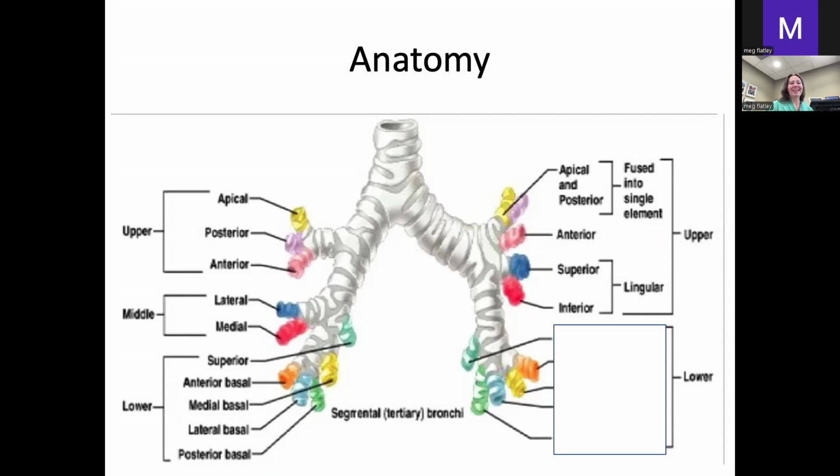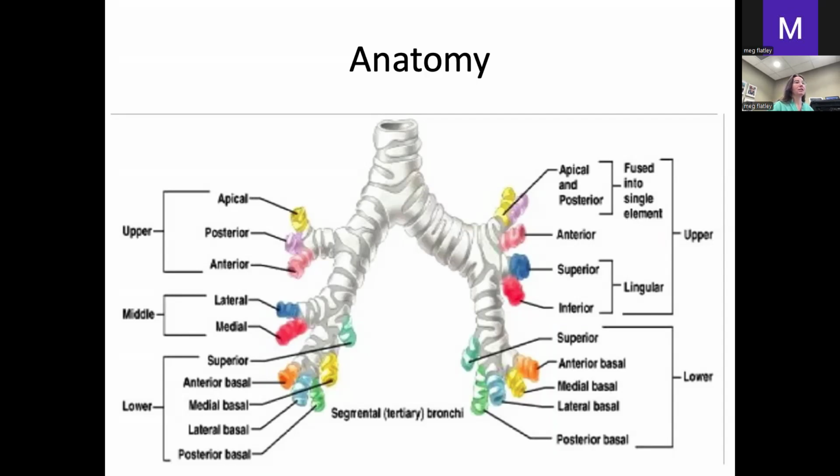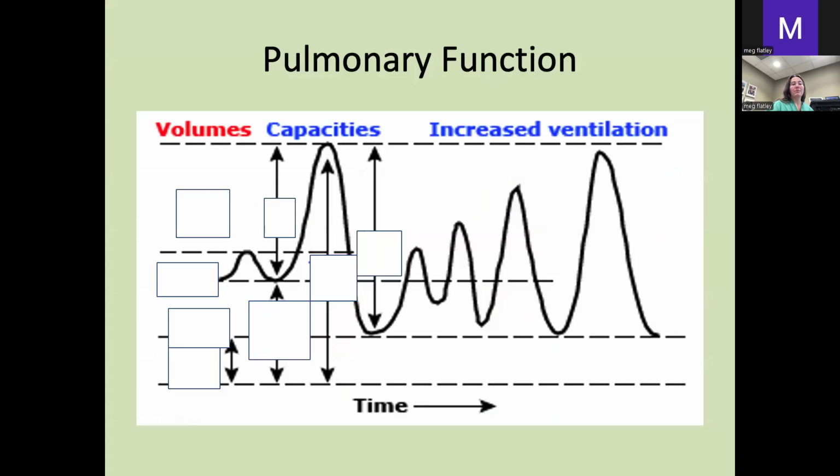So, and then the lower lobes are analogous with the superior, anterior, medial, and lateral. So, good thing to know. I don't think I've ever seen it actually tested on the ABSITE. I don't know if anyone else has. PFTs occasionally come up on the ABSITE, and so I wanted to go over them.